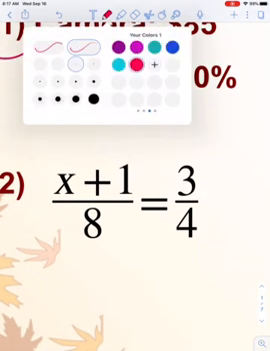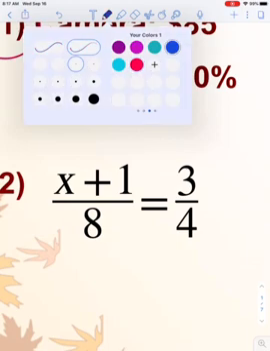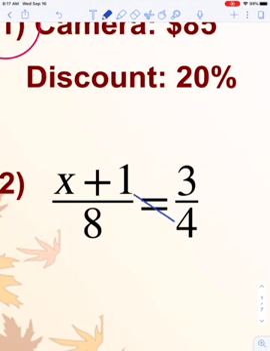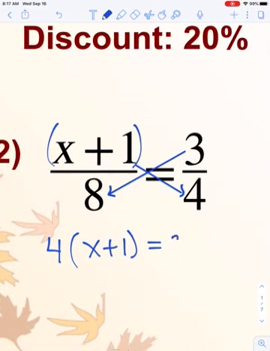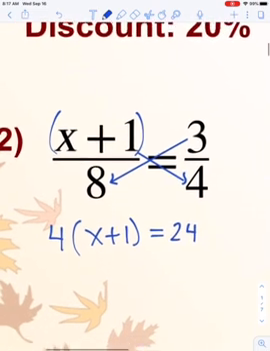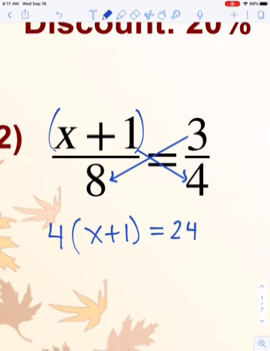So for this one, you just have two equal fractions, so you're going to cross multiply. But be careful because on the top of the first fraction you have two terms. So these two terms have to stay grouped together. So that gives you 4 and then parentheses x plus 1, and then equals, because you always set the cross products equal to each other, 3 times 8, which is 24.